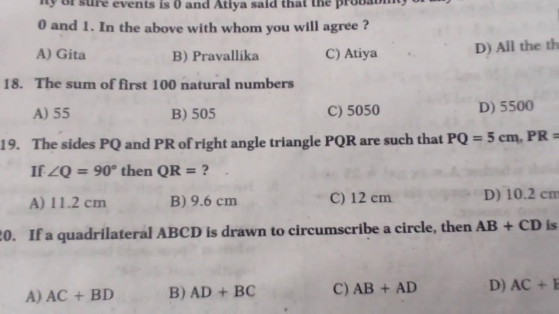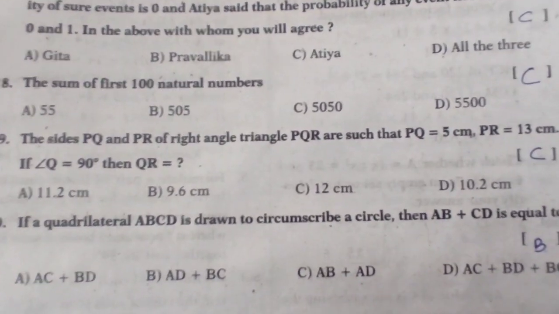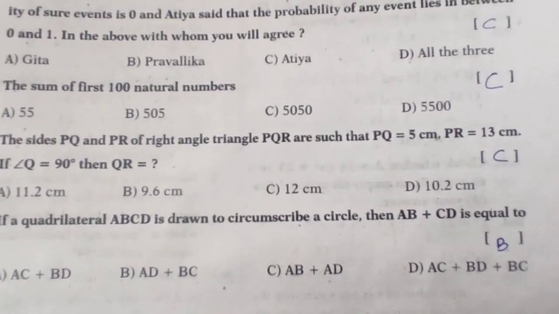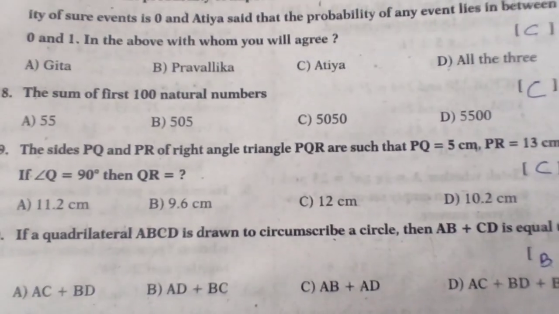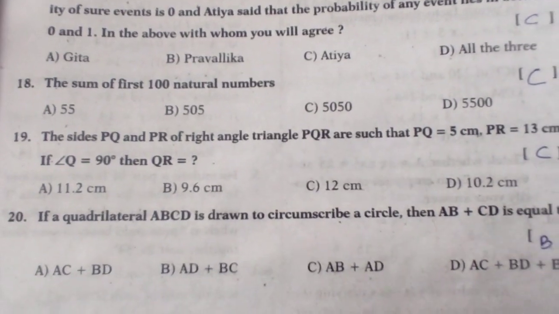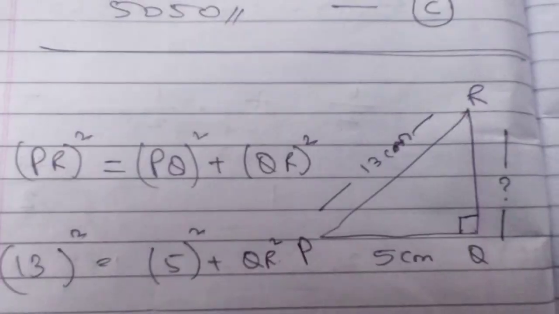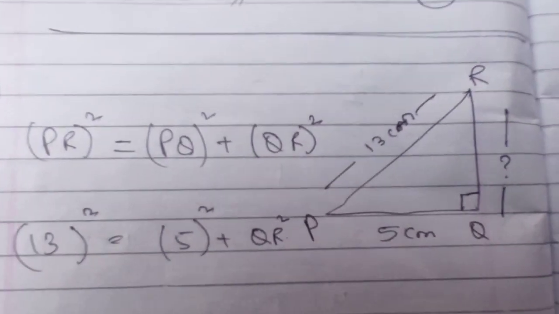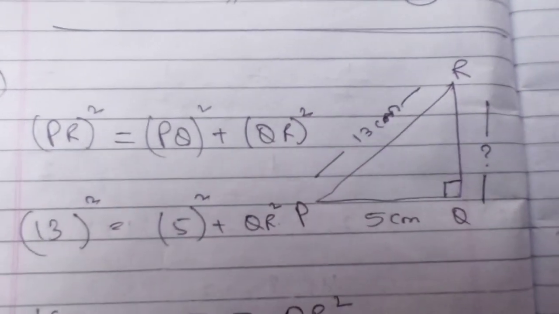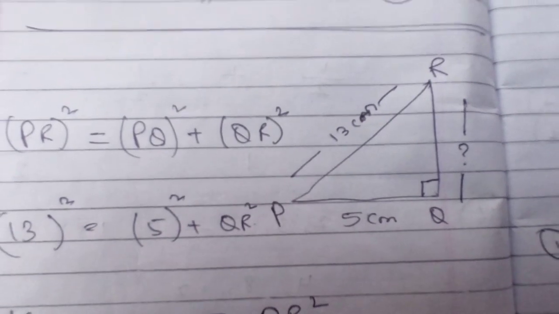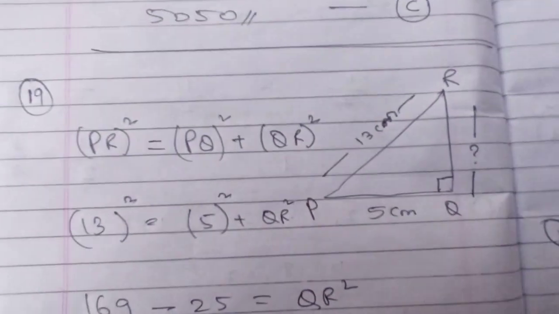The sides PQ and PR of right angle triangle PQR are such that PQ equals 5 centimeters, PR equals 13 centimeters. Angle Q is 90 degrees. We need to find QR. Side QR has to be found. So here we just have to draw the diagram. Right angle triangle PQR. PQ is given as 5, PR is given as 13. We need to find QR.